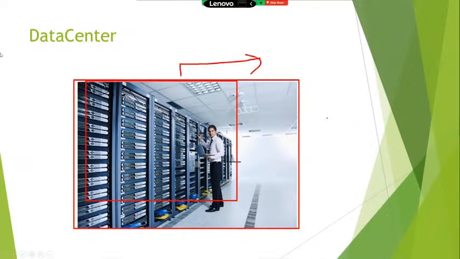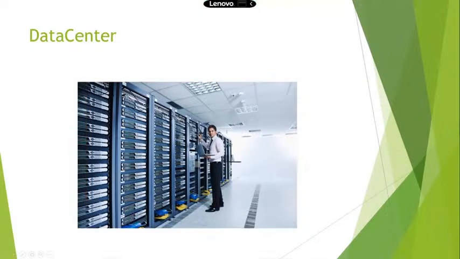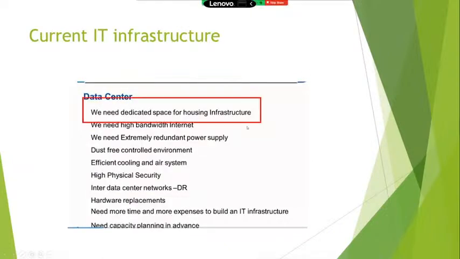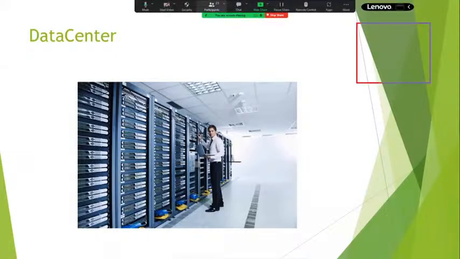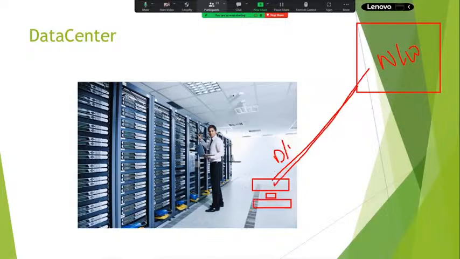What are the things? First, we need dedicated space for housing infrastructure. Next, we need high bandwidth internet. For example, my organization's data center is in New York and I am sitting in Hyderabad. To access our application information and our database, we need high bandwidth internet. That is another cost, right?